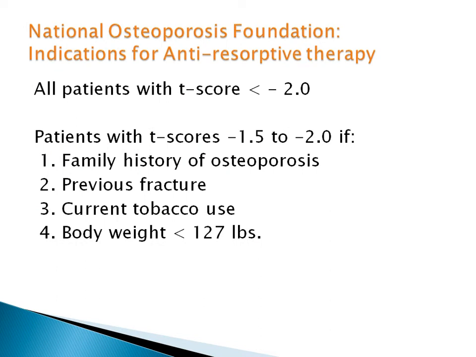Now, the National Osteoporosis Foundation indications for anti-resorptive therapy, these are like bisphosphonates. They suggest anyone with a T-score of less than minus 2.0, or patients with T-scores between minus 1.5 and minus 2.5 if there's a family history of osteoporosis, a previous fracture, current tobacco use, or a body weight less than 127 pounds.